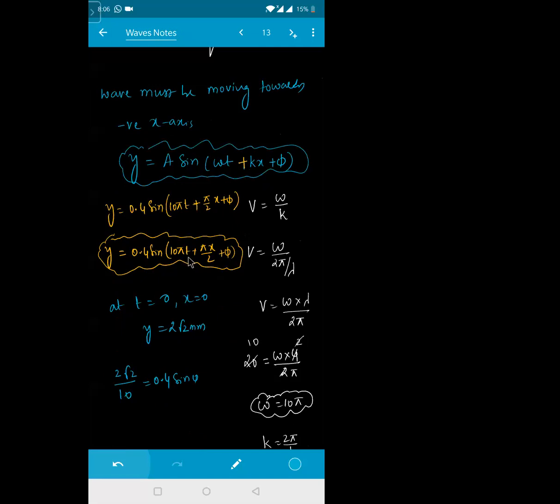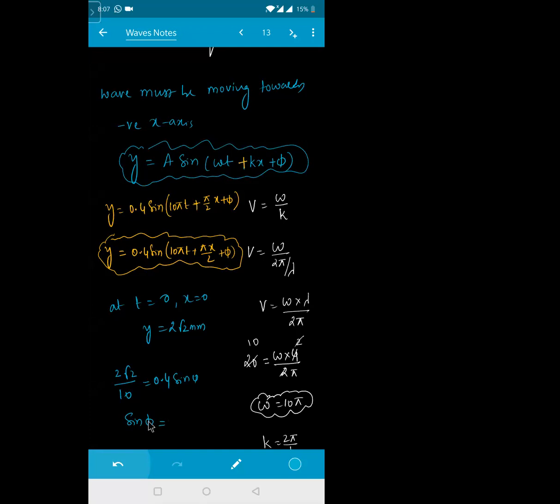Now put t equal to 0. So this one you multiply, this 10 will come down. So 2 root 2 divided by 10 is equal to 0.4 into sine phi. How much am I getting for sine phi? 2 ones are 2, this is 2 by 10, that means 1 by 10. 0.4 is nothing but 4 by 10, the 10 gets cancelled. 2 ones are 2, 2 twos are 4. And what is this one for me? 2 root 2.